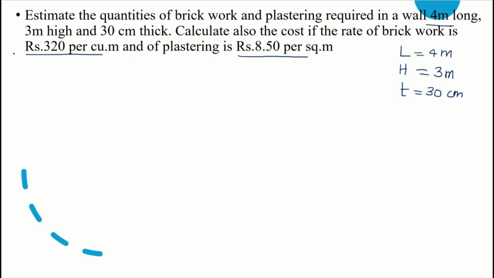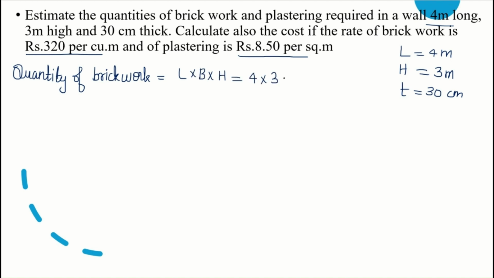Okay, initially we need to find out the quantity of brickwork. Quantity of brickwork is length into breadth into height. That is 4 into 3 into 0.30 meters. Okay, then that will be 3.6 cubic meter.